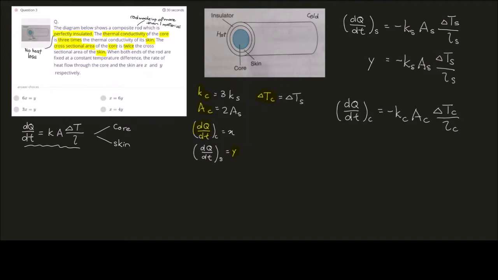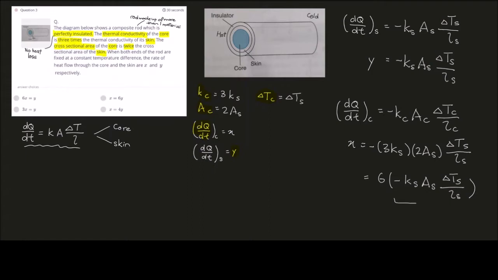So dQ/dt for the core is just x. So it's negative. Kc is 3Ks. Ac is 2As. Delta T from both of them are the same, so I express it in terms of delta Ts as well. Then this one will be in Ls. Okay, so now if I do a bit of moving around, 3 times 2 equals 6. Then I have my negative Ks delta Ts over Ls all in the bracket.